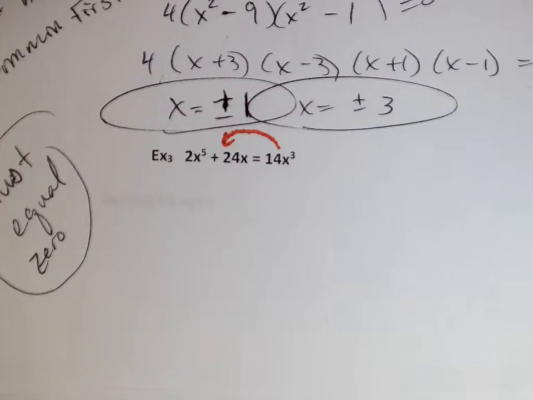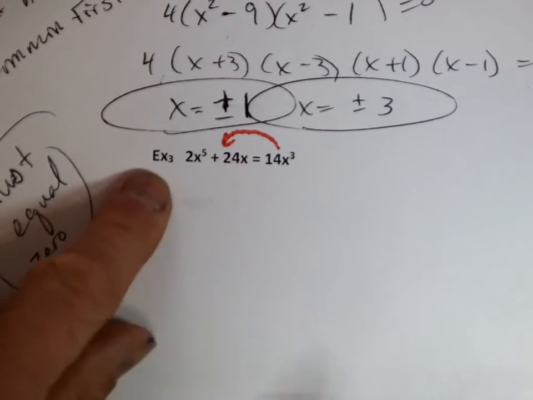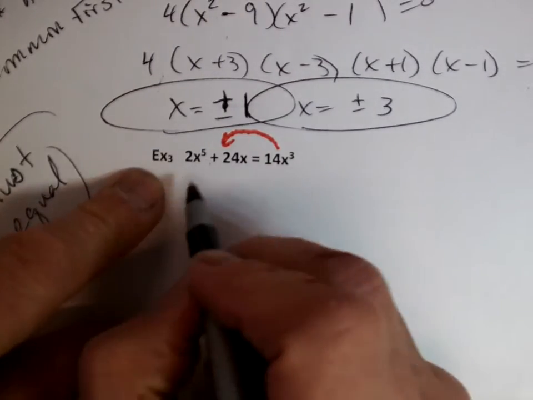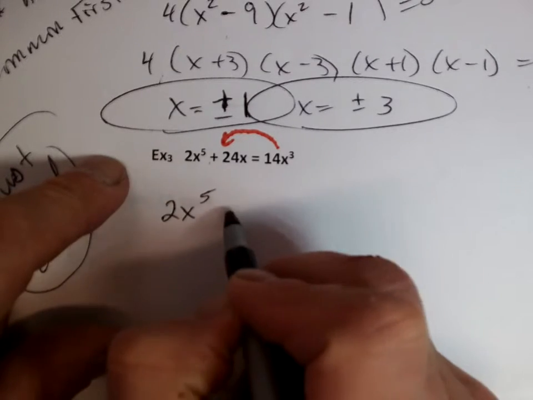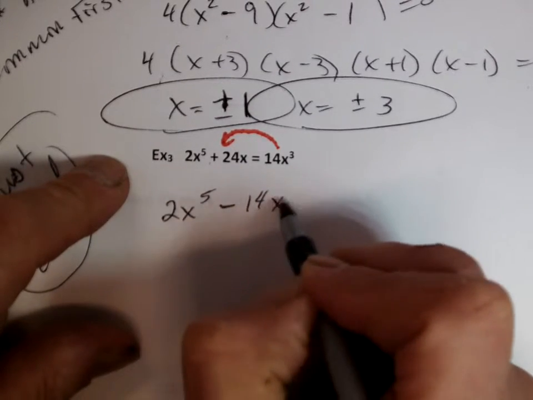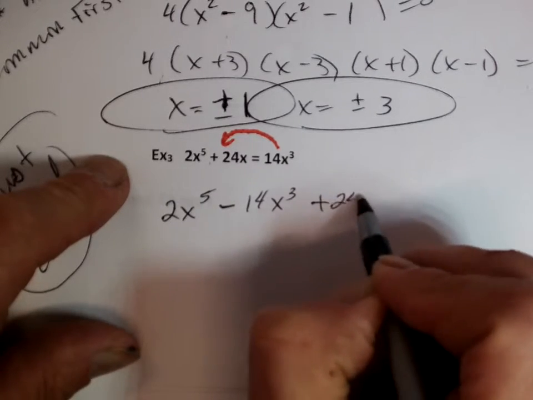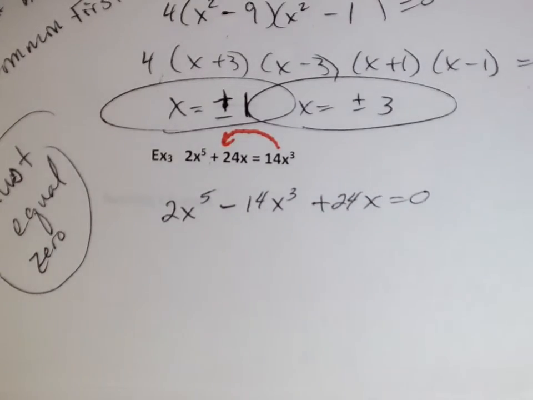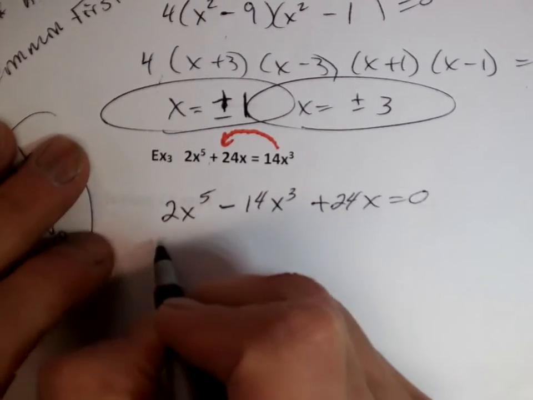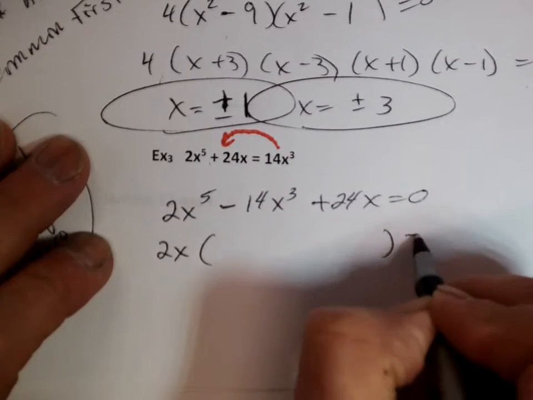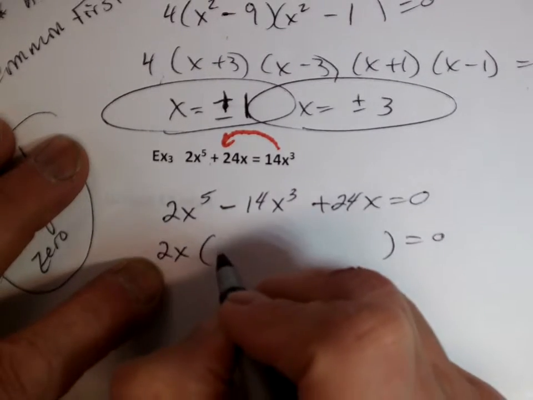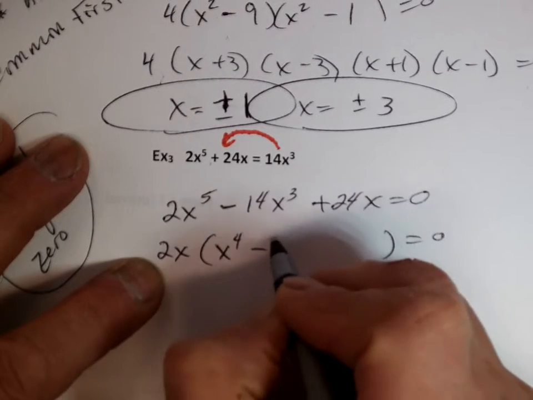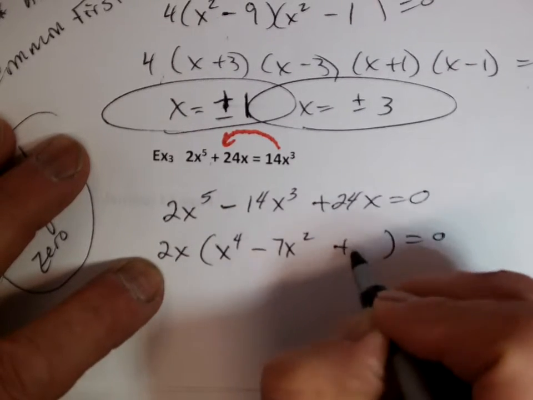I'm going to subtract it, right? So subtract the 14x cubed and put it in order: 2x to the 5th minus 14x cubed plus 24x equals 0. So first thing, get everything over to one side, make it equal 0 because we have to find the zeros. Second, what do you see? Good, nice job, Saul. Everybody agree, a common multiple of 2x. If I common factor out the 2x, I'd be left with x to the 4th minus 7x squared plus 12, right?